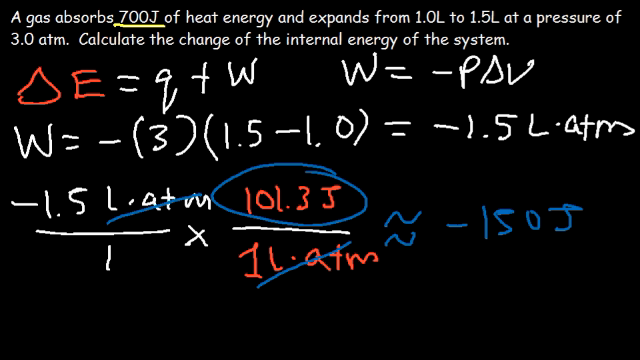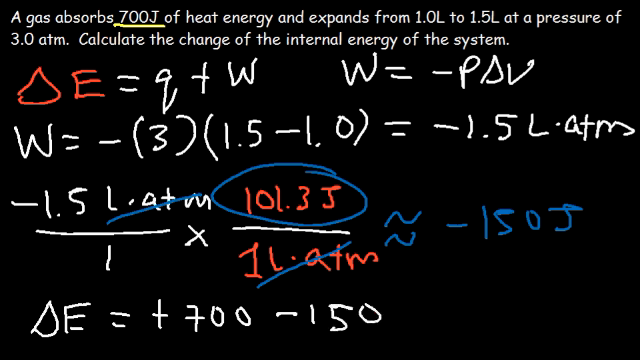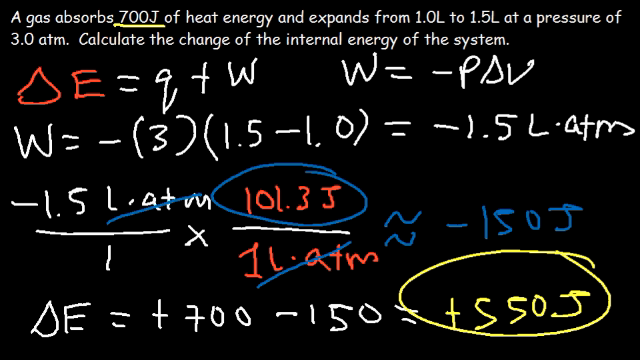So now we can find delta E. Since the gas absorbs 700 joules of heat energy, we know that Q is positive. So delta E is equal to positive 700 for Q and negative 150 for W. Anytime a gas expands, that means the gas is doing work. Work is being done by the system, so work is negative. 700 minus 150 is 550. And so the system gains 550 joules of energy, mostly from heat, but that's the net energy that the system gained.